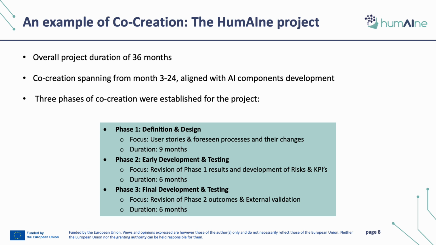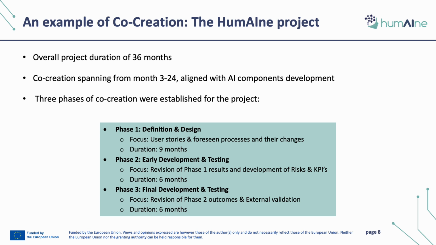Phase 2 was early development and testing. In this stage, results from Phase 1 were revised during co-creation, and risks and KPIs were developed to guide progress. This phase took 6 months. Finally, Phase 3 was final development and testing. The focus shifted to refining the outputs from Phase 2 and carrying out external validation. This also lasted 6 months. This example shows how co-creation can be embedded across different stages of a project with different goals, not as a one-off event, but as a structured and ongoing process that evolves alongside the development of the AI-enabled system.